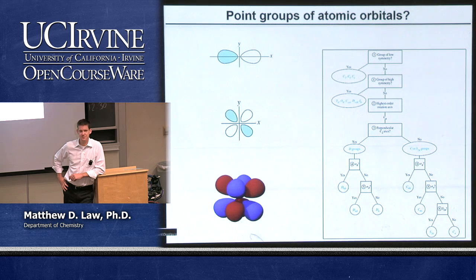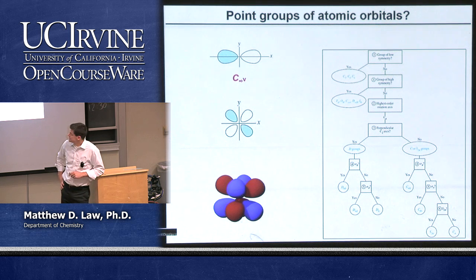I'm hearing the right answer, yeah. So it's linear, right? This is a linear object. This is C infinity V, right? It has an infinite rotational axis along the x-axis, and it has an infinite number of vertical mirror planes, but it does not have a horizontal mirror plane. So it's not D infinity H, but it's C infinity V.